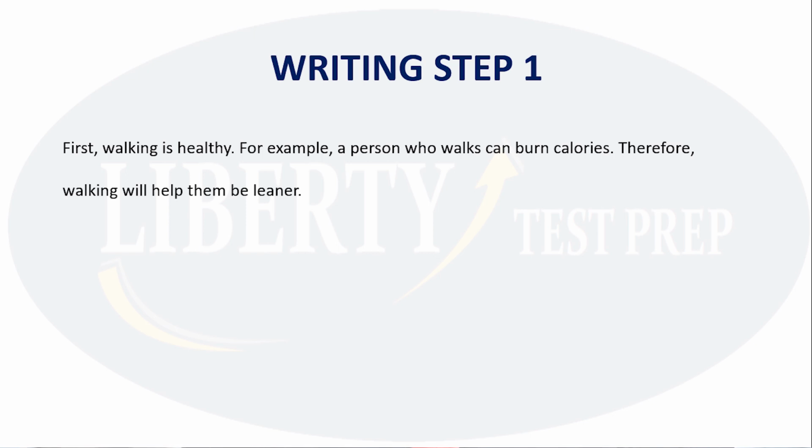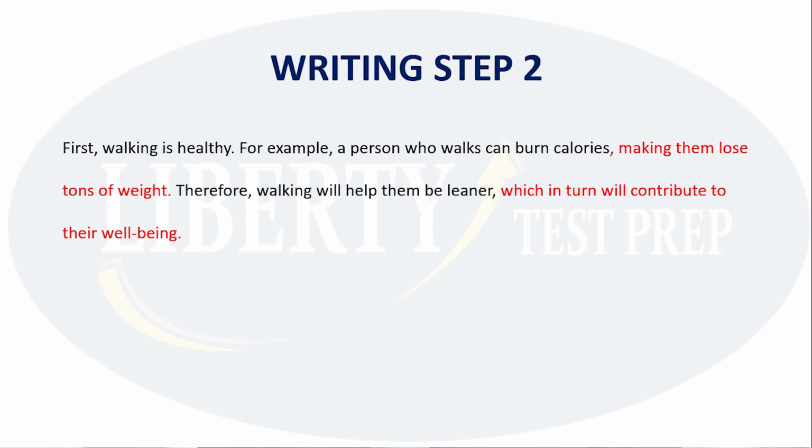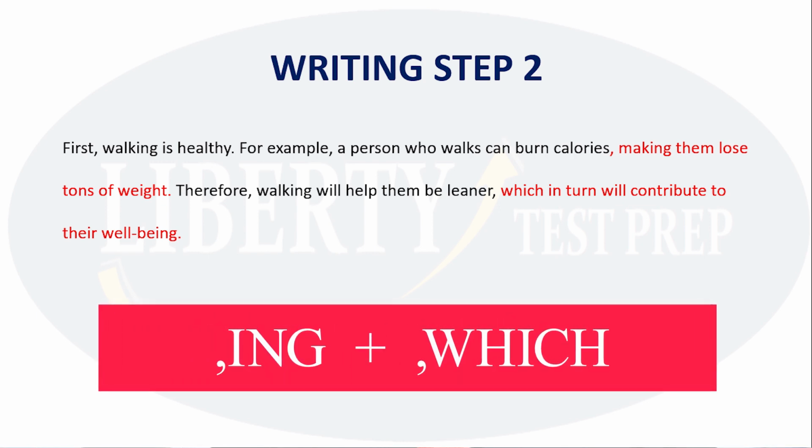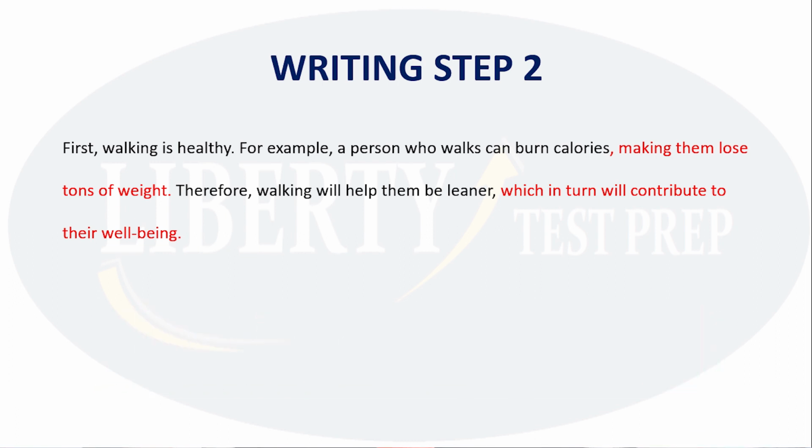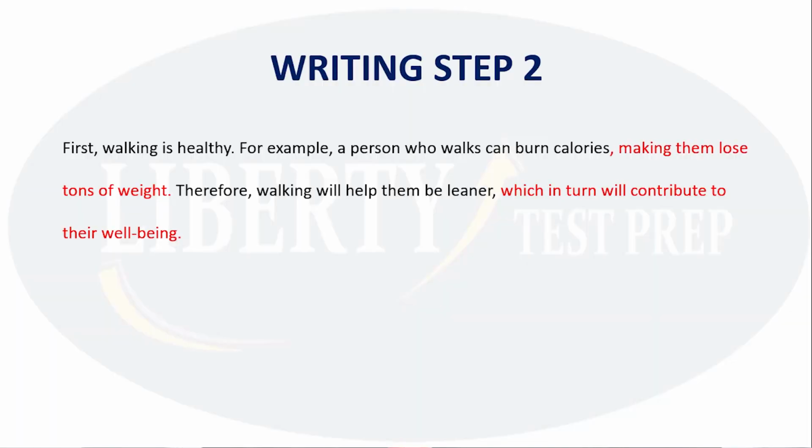So the first thing I'm going to do is, I'm going to do this. So what did I do? This is the beauty of the comma, ing, and comma which. Okay, that's what you need to use because with a comma ing you can exemplify how you perform a certain action, and with the comma which you can expand on a noun, you can describe a noun. So those are very powerful tools that you need to use in order to describe things. So going back to this example, for example, a person who walks can burn calories, making them lose tons of weight.